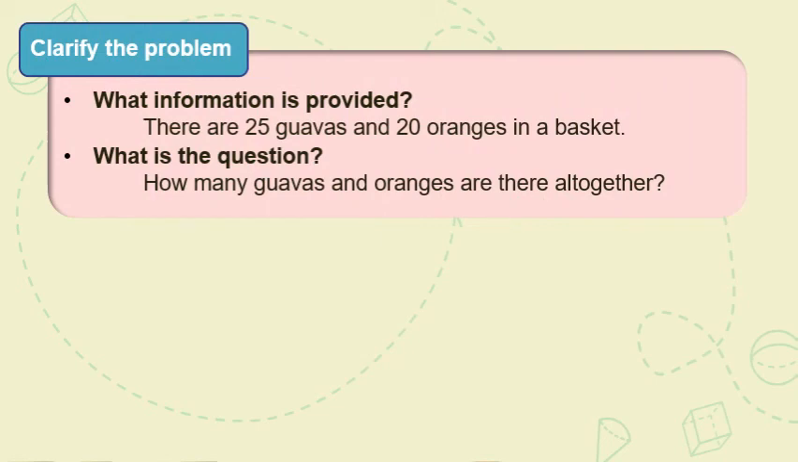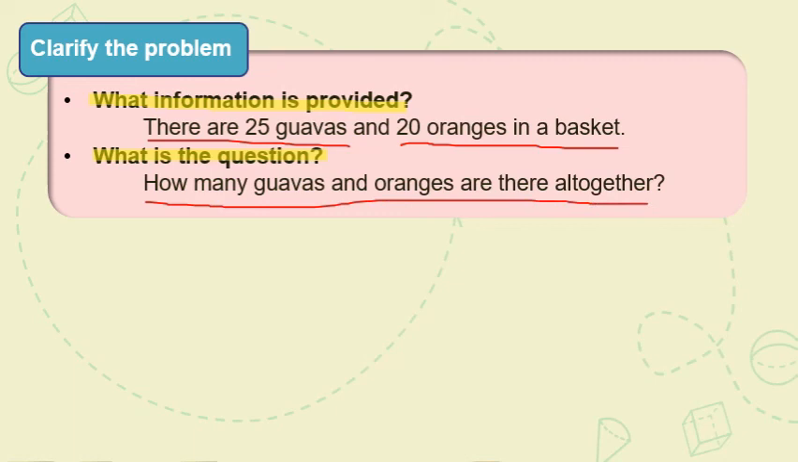Step 1. Clarify the problem. In clarifying a problem, we are going to answer 2 questions. First, what information is provided? Second, what is the question? So here, in the example, the information provided is there are 25 guavas and 20 oranges in a basket. The question is, how many guavas and oranges are there all together?